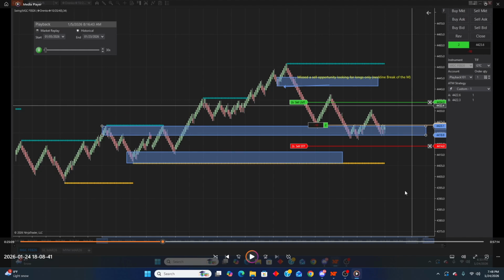Now, I don't like this, but I gotta explain it. So check me out. Price came to a support. We're bouncing off of it. We did an inverted head and shoulders. I took the buy.